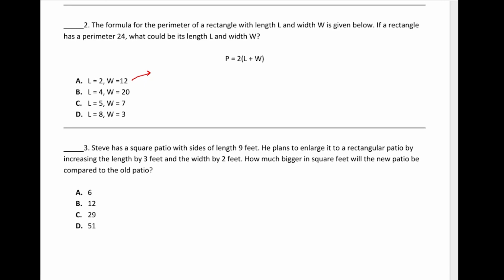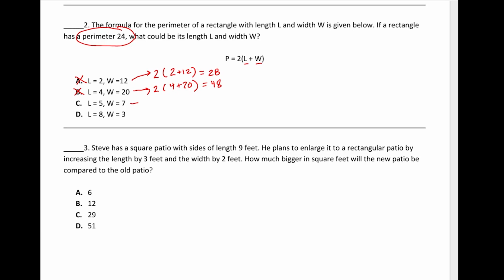So for A, we got the perimeter is 2 times 2 plus 12. Okay, so we're just plugging the length and the width in. 2 times 14 is 28. Okay, that is not going to be the answer we're looking for. We're looking for the perimeter to be 24. For choice B, we've got 2 times 4 plus 20. 4 plus 20 is 24, and 2 times 24 is 48. So that is not going to be correct.